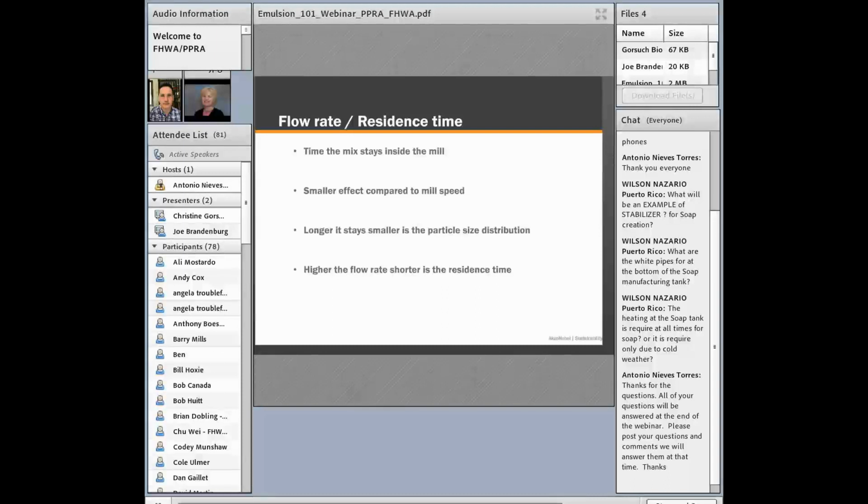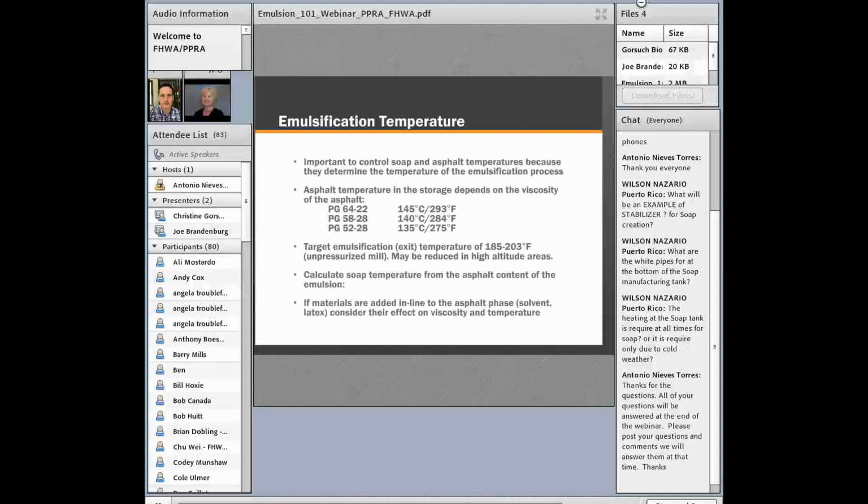You create more surface area within your emulsion, which means that you allow your emulsifiers to kind of do their job, and like with flow rates, the higher the flow rate, the shorter the residence time. So you may not see your tight distribution of particles, and I'll show you a graph here later on. But if you're having issues with particle size, you can always slow down your mill if you have the availability, and really allow that asphalt and that soap to stay in a little bit longer in order to get the proper shearing.